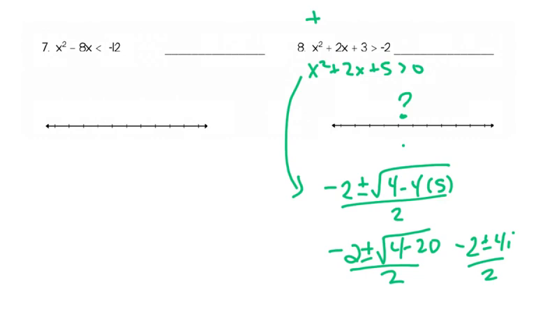So really what we need to do is we need to just check some numbers. Okay, let's try something like negative 100. So negative 100 squared is going to be positive 10,000, and 2 times negative 100 plus 3, is that greater than negative 2? That is. So let's try something in the middle of the road, like 0. 0 squared plus 2 times 0, plus 3. Is 3 greater than negative 2? That is. Let's try something on the other extreme. So like 100. So 100 squared is 10,000 plus 2 times 100 plus 3. Is that greater than negative 2?